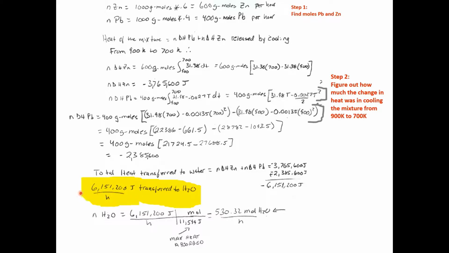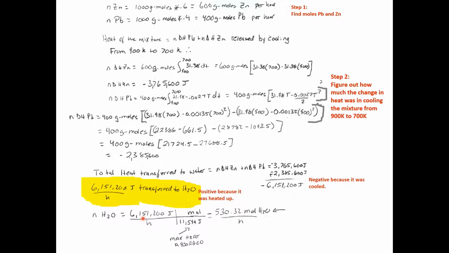We want to say that 6,151,200 joules is transferred to water. So it's heating up the water, it's going into the water, so it's positive. And I kind of made a little reminder. So it's positive because we heated it up, it's negative because we cooled it. When we use it to complete our calculation, we use it as a positive value.